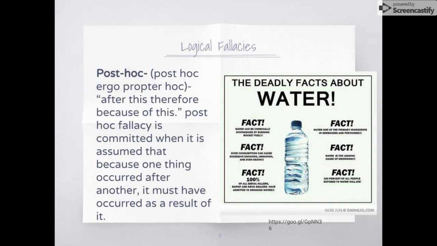Post hoc ergo propter hoc, after this, therefore, because of this, is a fallacy that we commit when we believe that because one thing occurred after another, they have to be related. For instance, did you know 100% of all people exposed to water will die? Oh my gosh, water's terrible. Those things don't really have anything to do with each other. Just because one is true doesn't mean the other is true.